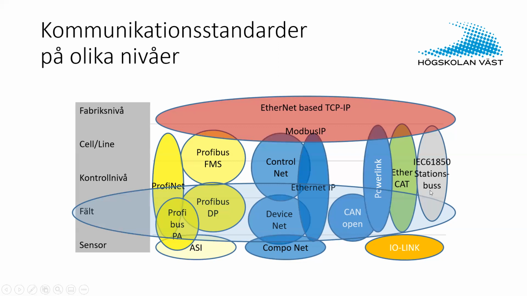Some of these are stationsbuss. It means it's a special standard for the energy sector, like electricity distribution networks. So it's not the automation industry. But many of these protocols are used in many different industry segments. So it's not only automation factories, it can be other industry as well.